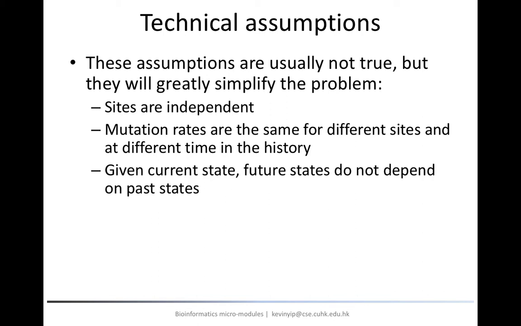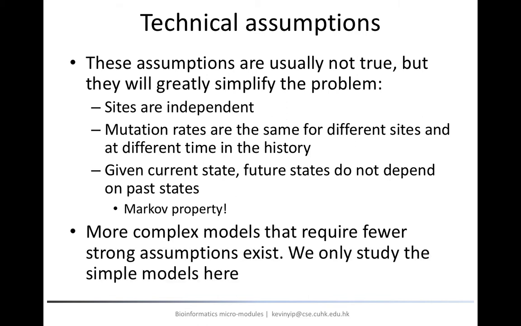Finally, we assume that if we know the current state, future states do not depend on the states in the past anymore. This is called the Markov property, which limits the temporal dependency to the nearest event. These assumptions are in fact not correct, and there are models that do not require such strong assumptions. However, in this module, let's stick to these assumptions such that we can discuss a simple mutation model.